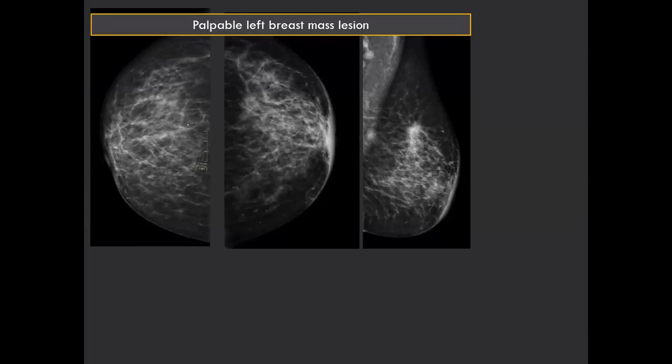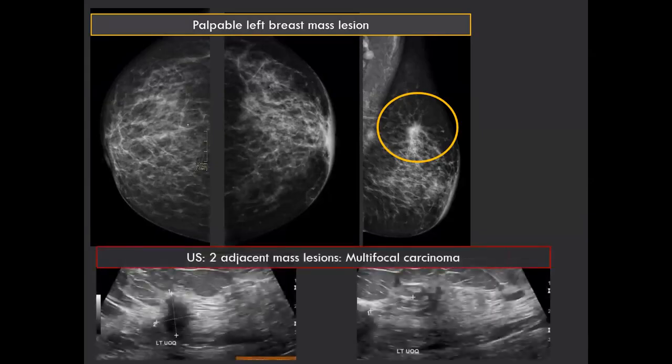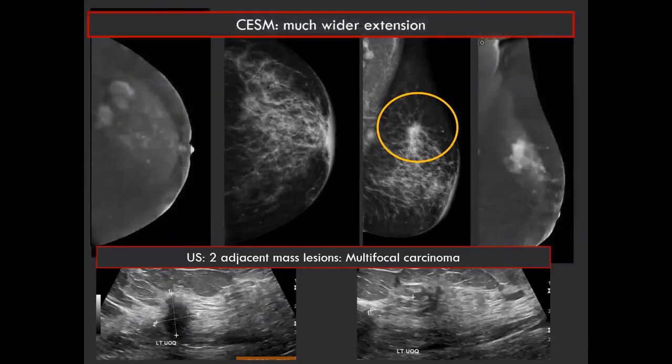This is another patient with a palpable left breast mass lesion, which was seen here in the upper outer quadrant. On ultrasound, there were multiple underlying lesions. It was not a single lesion. This was the contrast mammography, which showed a much wider extension of the lesion. And as I told you, the true extension is very important for both surgeons and oncologists.